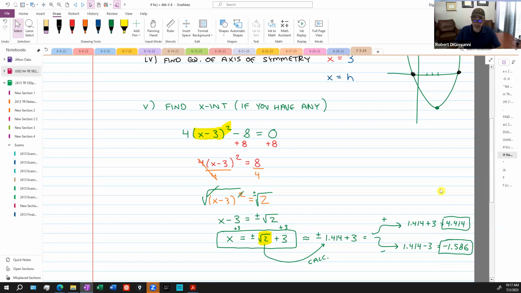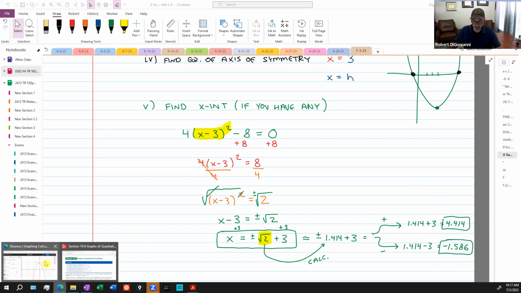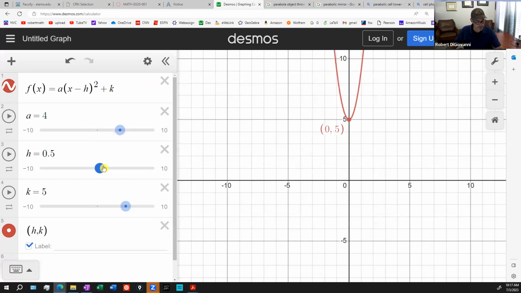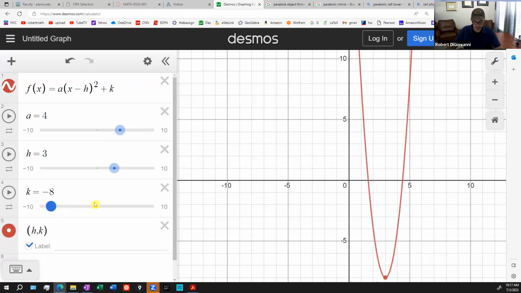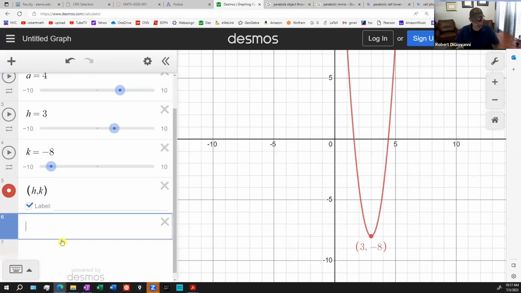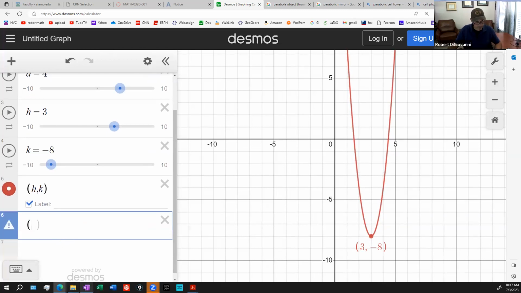So if I go now and look at that graph that we had here, I'm gonna have to redo this. It was 4x, let me see, this was 4. This was 3, this was negative 8, right? That was it right there. I just found these two x-intercepts. I'm gonna have the computer graph them. The first x-intercept we found was 4.414 was the x. That's the x coordinate. The y coordinate is 0 because we're on the x axis. So there's that point there in blue.